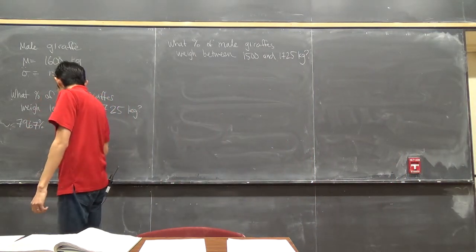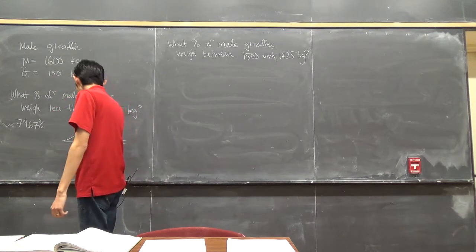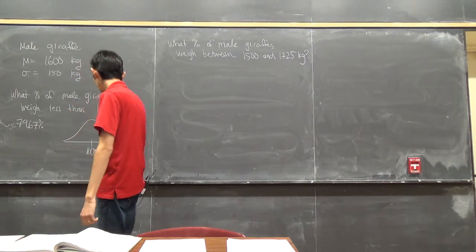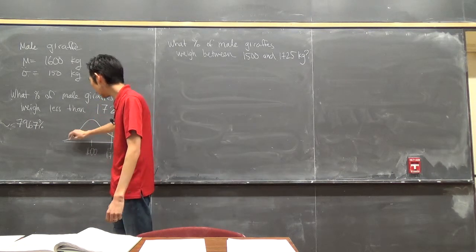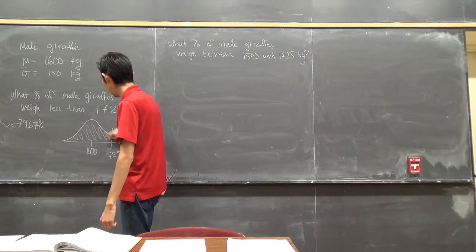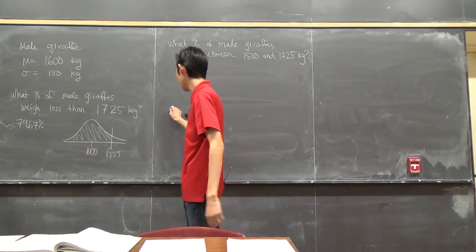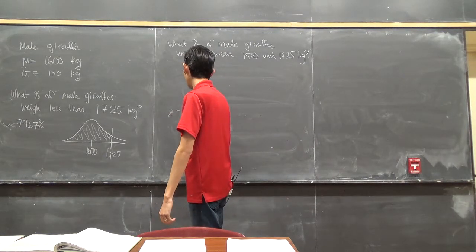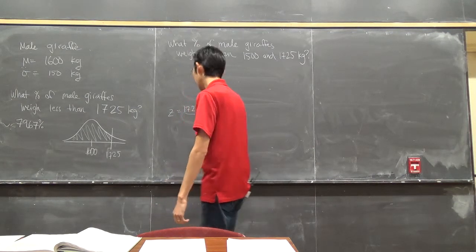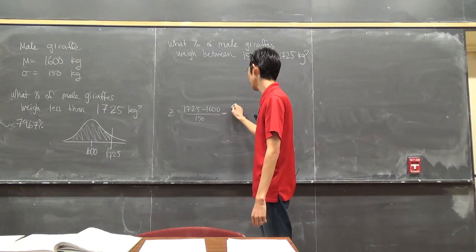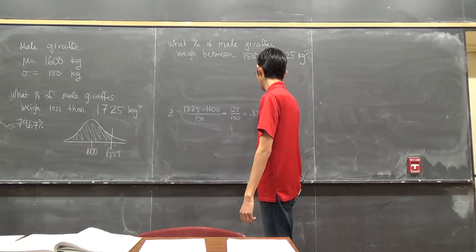All right, so if I were to draw a picture, I would put the mean right here, 1,600 kilograms, and I would draw a line over here at 1725, and I'm asking what percentage weigh less than 1725 kilos. Okay, so my z-score would be 1725 minus 1600 over 150, and I would get 125 over 150, and I would get 0.8333.